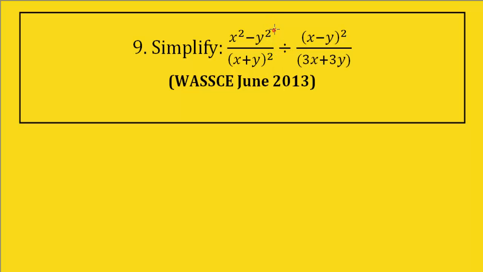First of all, you need to be able to spot that this is a difference of two squares. As you can see, you have x squared and y squared. So you have two numbers squared and you're subtracting one from the other. That is a difference of two squares expression. And here also there's room to factorize this expression. I'll show you.